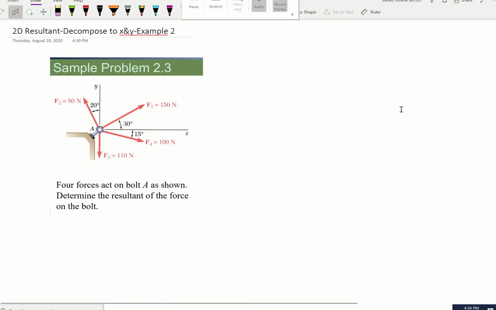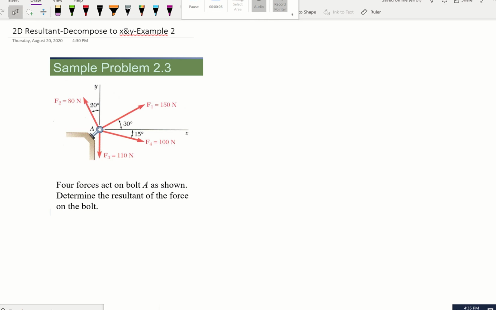Hi, in this video we're going to look at another example of finding a 2D resultant using the universal method, decomposing to x and y components. This problem is different from the previous one. How so? The only difference is that we have 4 forces, while the previous one had 2 forces. However, we're using the same strategy.